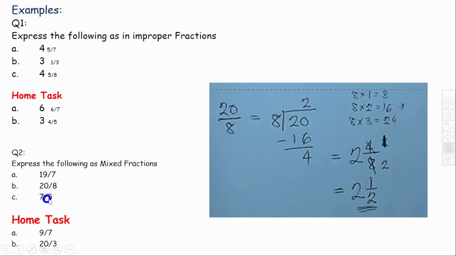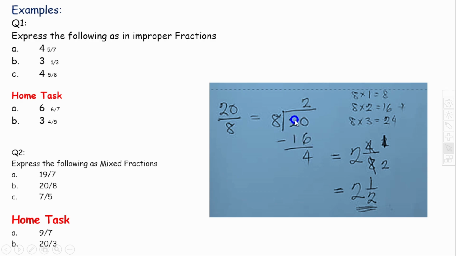So let's go to the second question. 20 all over 8. You put the numerator inside and put the denominator outside. How many 8 can you find in 20? 8 times 1, 8. 8 times 2, 16. 8 times 3, 24. 24 is already larger than 20, so we go back one step. So 8 times 2, 16. That means we can find only 2. 8 times 2 gives us 16. So how many 8 can you find in 20? 2. You write the 2 here. 8 times 2, what? 16. You write it under 20.